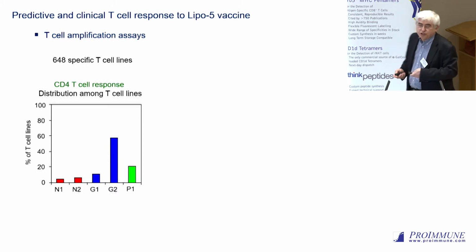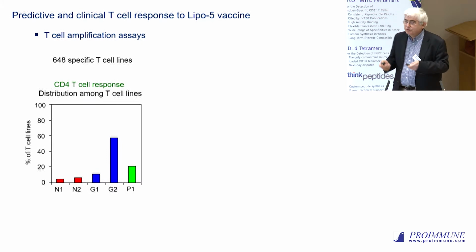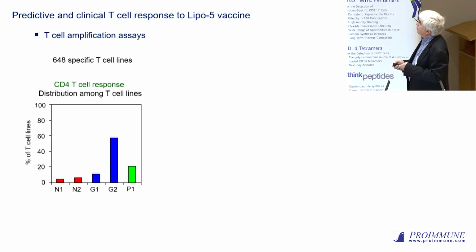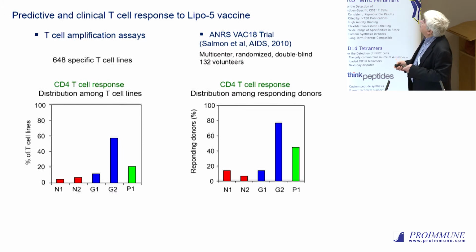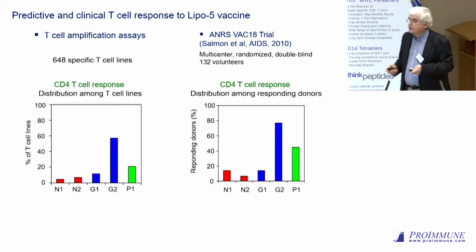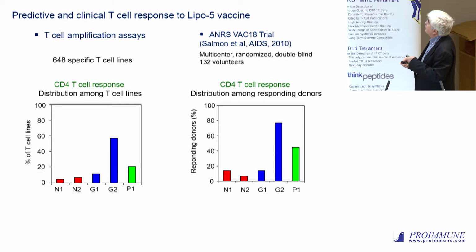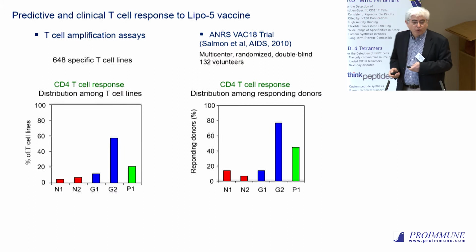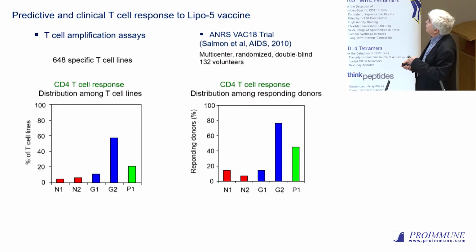Clearly, again, G2 is much more potent and much stronger than the others. And when we compare with the vaccine trial, where 132 volunteers have been immunized with this vaccine, if you look at the distribution of the responding donors, I know it's not exactly the same distribution, but anyway, you can really see that G2 is much more T cell stimulating than the others.